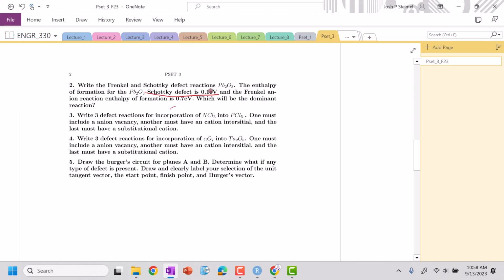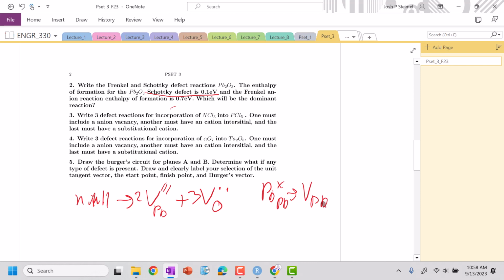So let's go ahead. Frenkel and Schottky defects. So null for Schottky goes to vacancy of Pb plus vacancy of oxygen. Pb is 3 plus, so 1, 2, 3. Vacancy of oxygen, 2 plus, so I'm going to have to do 2, 3, and then I'm good to go. For the Frenkel of Pb, Pb X goes to vacancy in Pb, 1, 2, 3, plus Pb interstitial, which is 1, 2, 3. Oxygen X goes to vacancy in oxygen, 1, 2, plus oxygen interstitial. There you go. Got it.